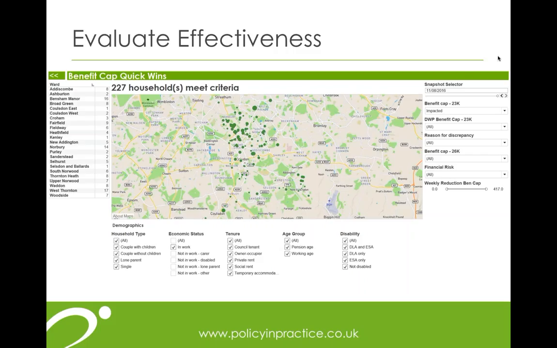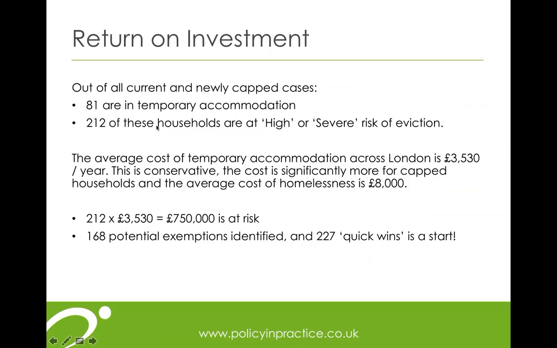Evaluating the effectiveness of support is important as well. So I think I talked about that before. So watching that 227 go down to a lower number is important. And being aware of the return on investment of all of the effort you're putting into supporting these households is key as well. So there are 81 households in temporary accommodation. We've identified 212 of those households that are at high or severe risk of eviction. We've been able to do that by comparing income against housing benefit expenditure.